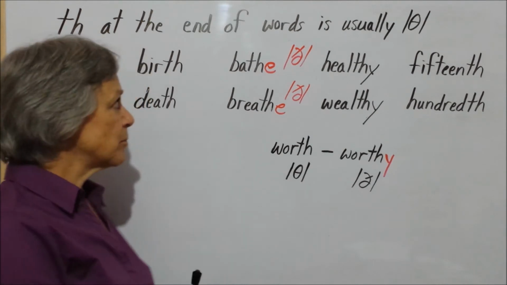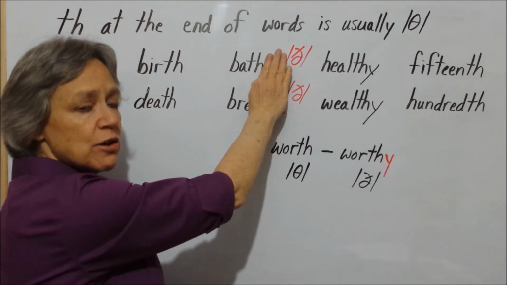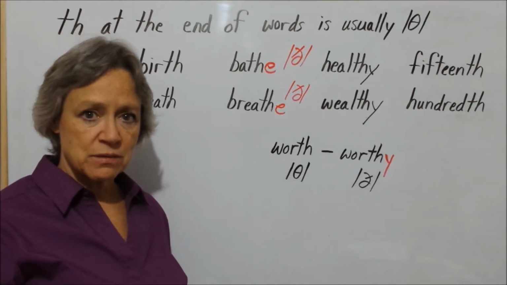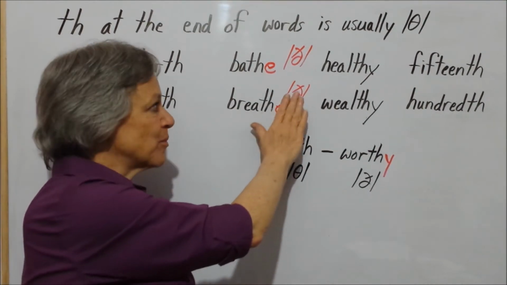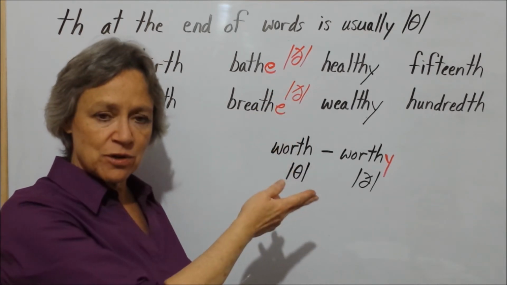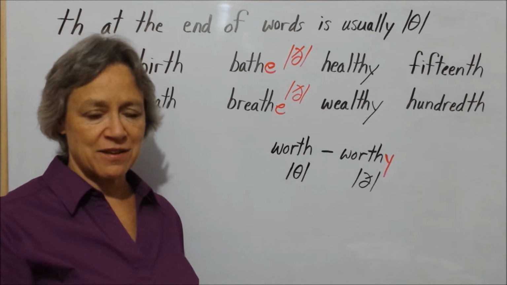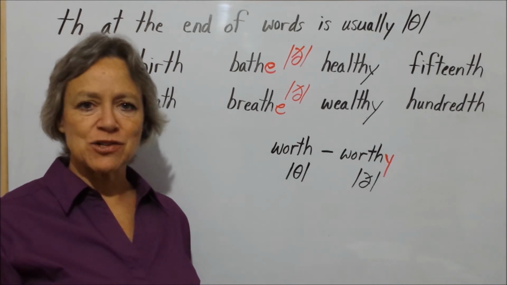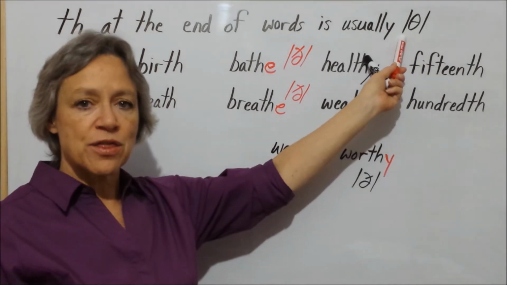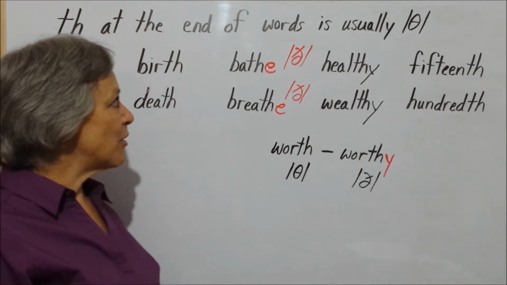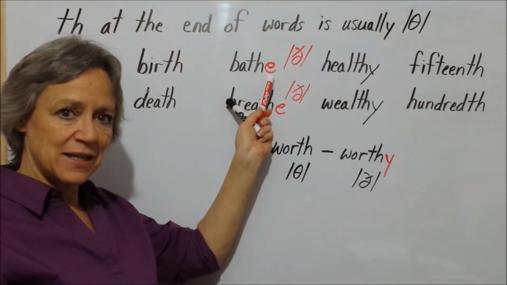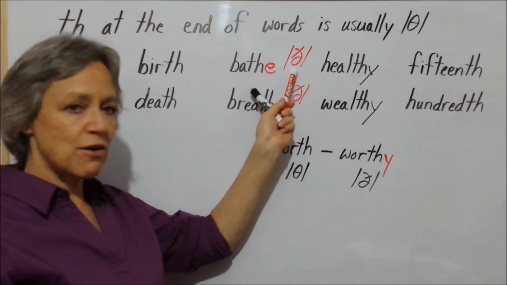As a noun, bath, it's voiceless. As a verb, bathe, it's voiced. This one is a noun, breath, it's voiceless. With the E as a verb, it's voiced, breathe. And we have several other words like that too. So, TH at the end of words is usually the voiceless TH. However, if the word ends in THE, that E is silent and the TH is voiced.